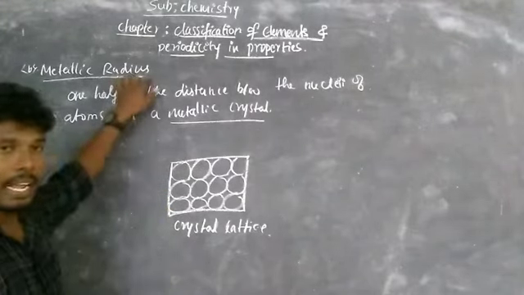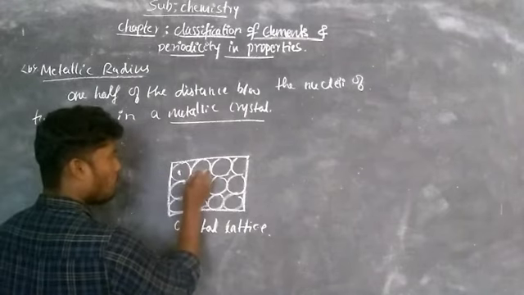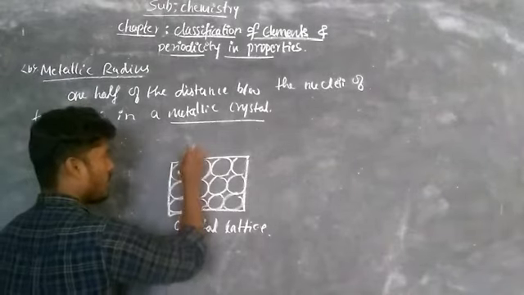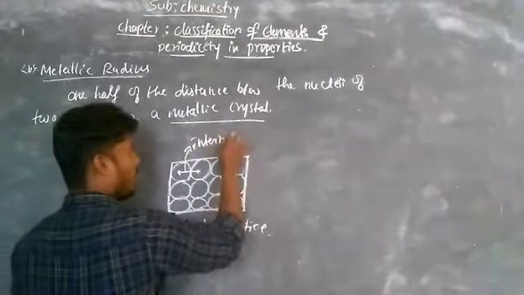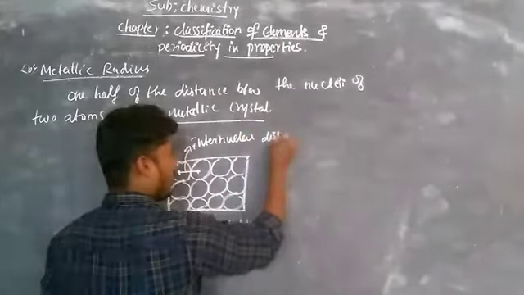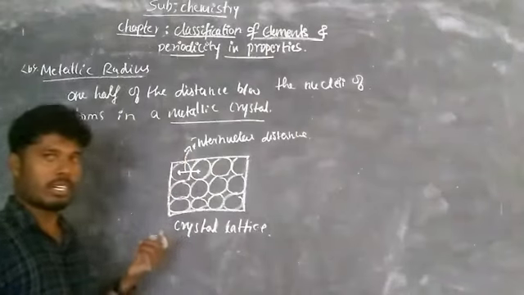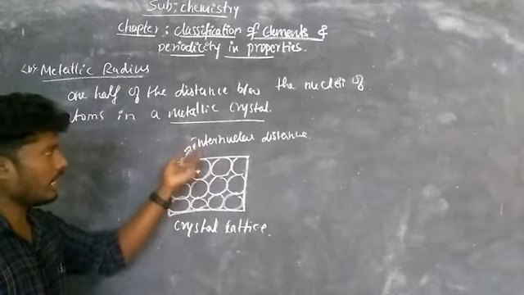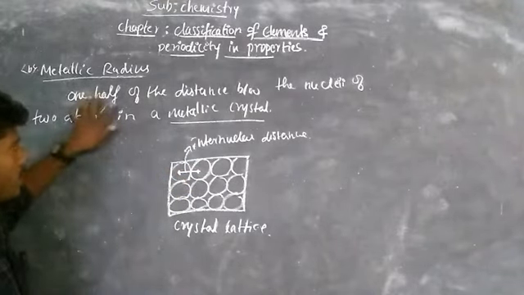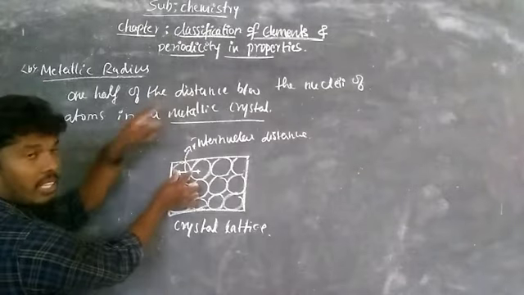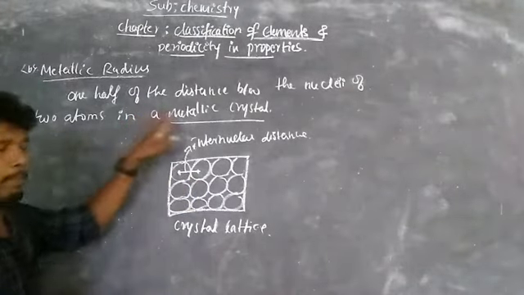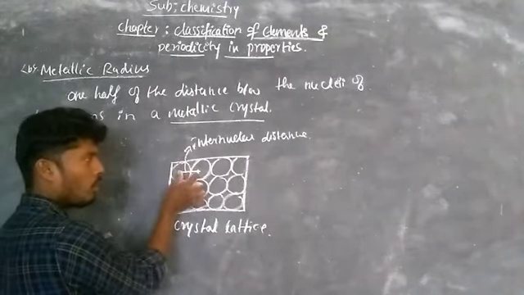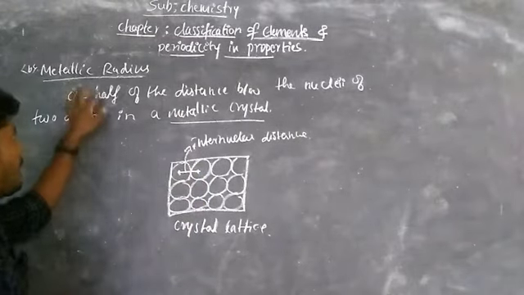Therefore, the metallic radius is defined as one half of the distance. Let's assume these are two metal atoms. The distance between the centers of the two metal atoms is called the internuclear distance. In a crystal lattice, the distance between two atoms is called the internuclear distance. So here, one half of the distance between the nuclei of two atoms in a metallic crystal.